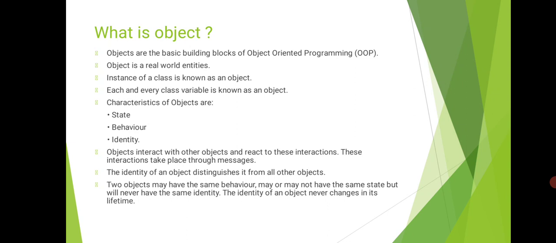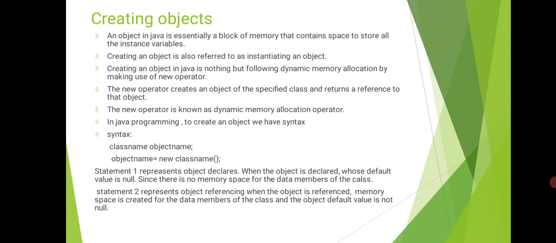So next we study creation of objects. This was a small introduction to objects, what objects are, and what the characteristics of objects are. Now we study creation of objects. So how do we create objects in Java? An object is an essential block of memory that contains space to store all the instance variables.